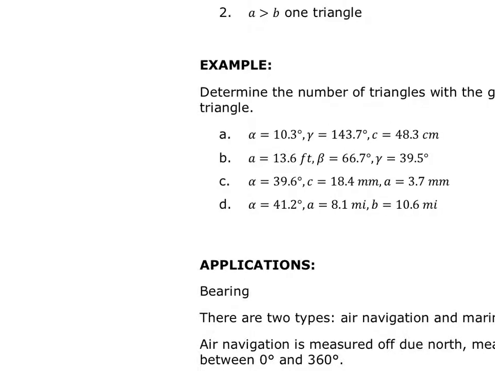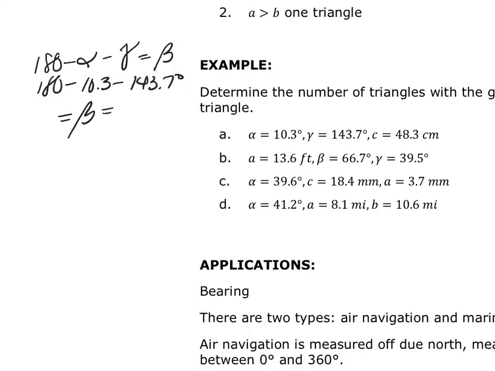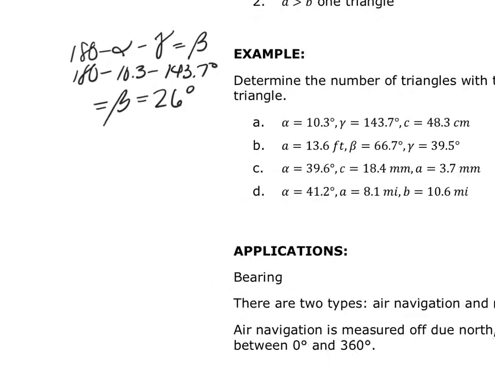What I know is all angles in a triangle add up to 180 degrees. So if I take my 180 degrees, subtract off alpha, and subtract off gamma, I'm going to find my beta, because that's the one angle that's missing. So I have 180 degrees minus the 10.3 minus the 143.7 degrees. So my beta is equal to what? 26 even? So 26 degrees. Now, it doesn't matter where you start with your angles.